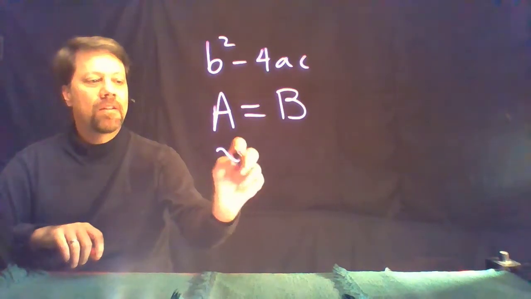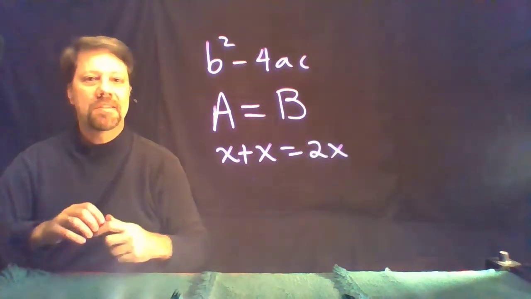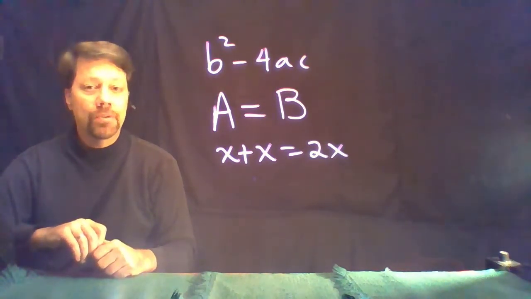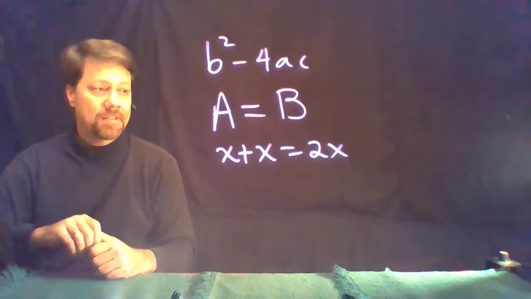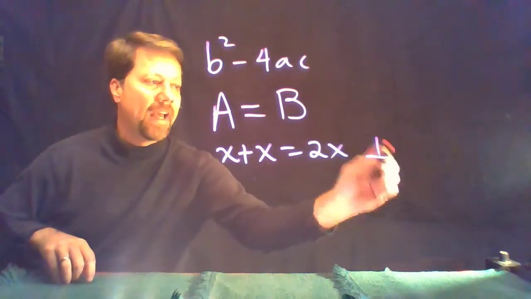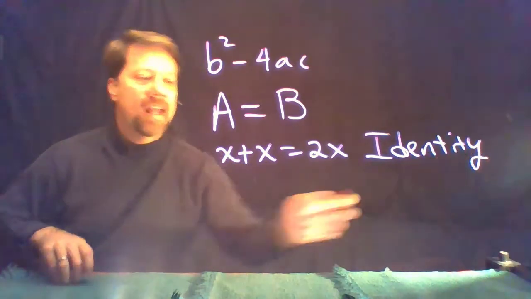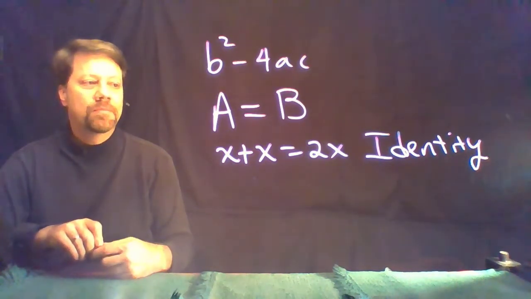Consider now the following equation: x plus x equals 2x. For what values of x is this equation true? The answer is, this equation is true for all values of x. Such an equation is called an identity. An identity is an equation that is true for all replacements of the variable.